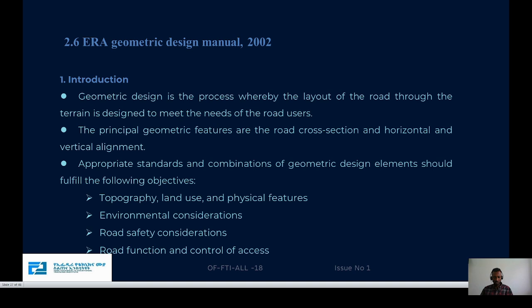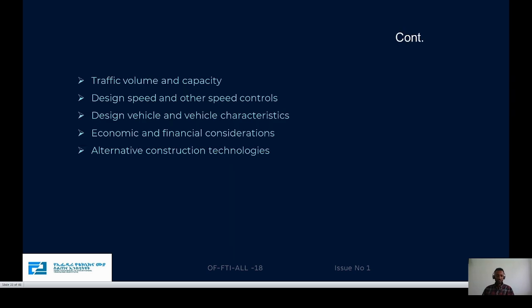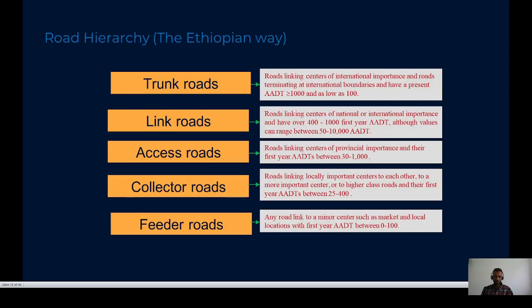Appropriate standards will be placed for the geometric design elements. The objectives are first topography, land uses, physical features, environmental consideration, road safety consideration, road functions and control of access. Also the traffic volume and capacity, design speeds, design vehicles, economic and alternative construction technology will be used. In Ethiopia the functional classification is into five classes.